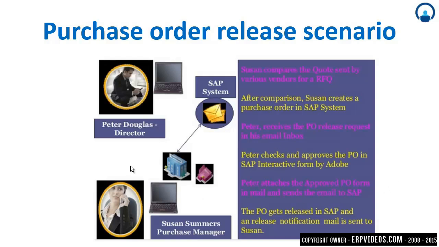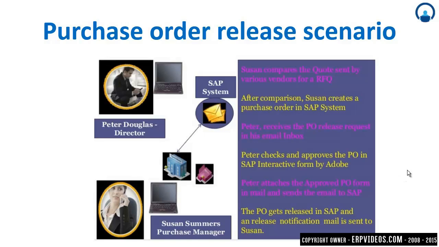So here each action will be taken care of by the SAP system and a notification email will be sent for each of these action items. So this is the purchase order release scenario. Here we have seen how the workflow processes through Adobe, in an offline mode or an online mode, through the SAP system with the help of a notification mail.